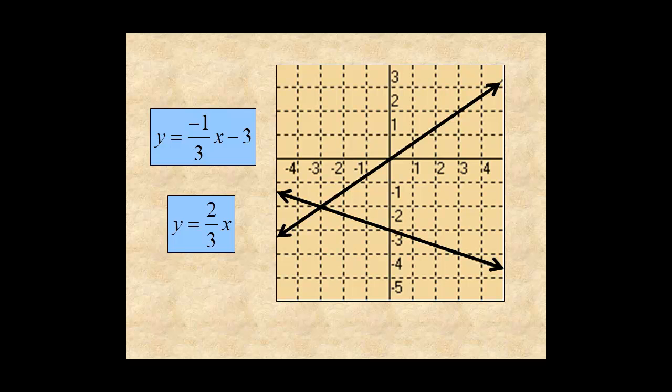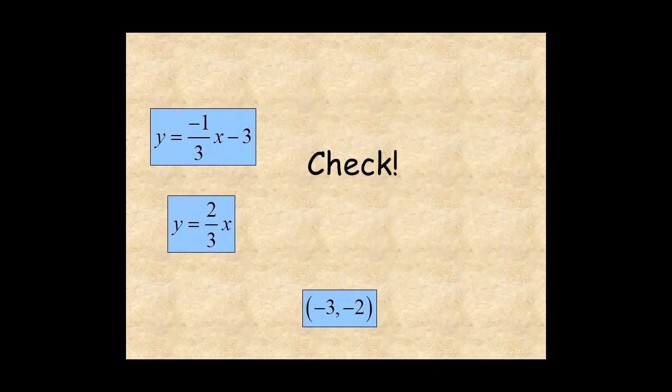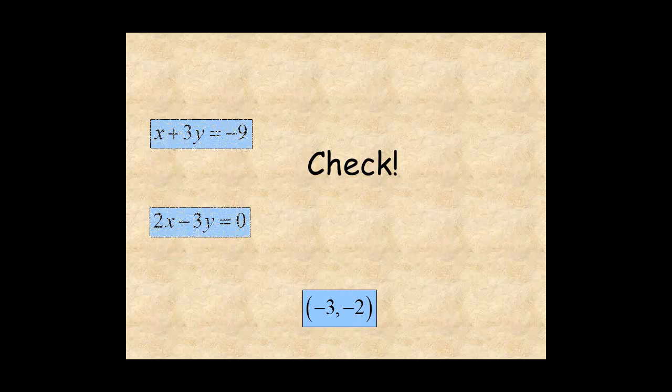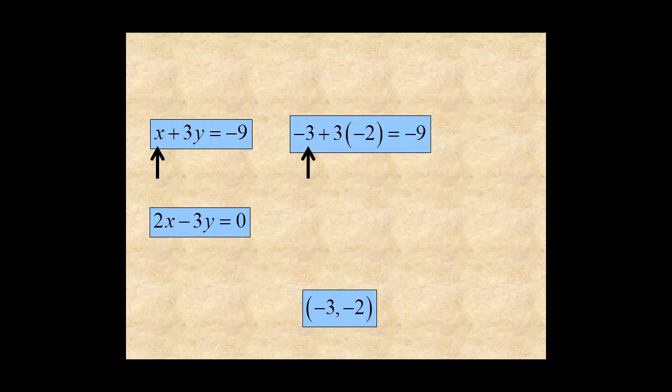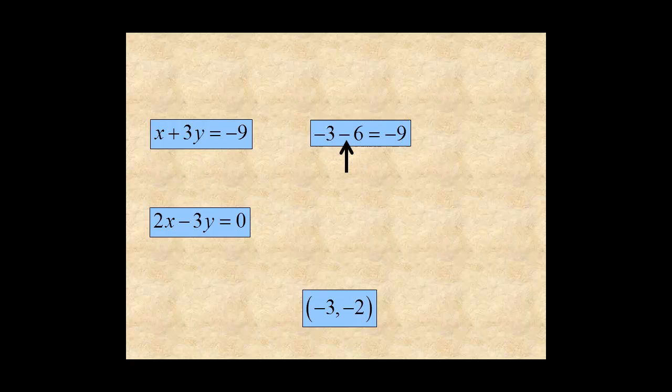The solution to the linear system is the point where the two lines intersect. Be sure to check the solution in each of the original equations. For the first equation, substitute x = -3 and y = -2. Then 3 times -2 is -6. And -3 - 6 is -9. And the solution checks in the first equation.